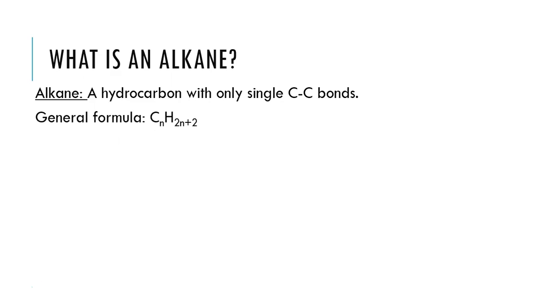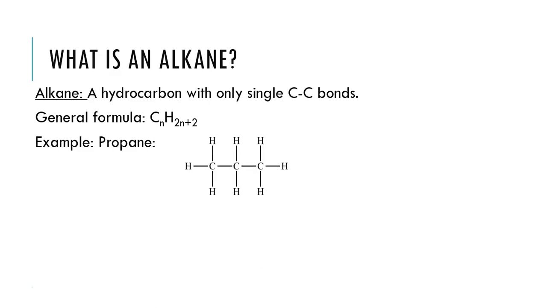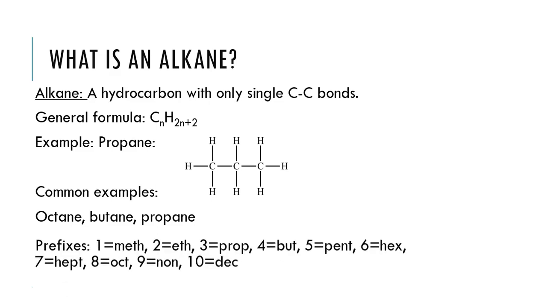The general formula for an alkane is, if I have N carbons, that means I have 2N plus 2 hydrogens. Let me show you why that makes sense. If we look at propane, it has its 3 carbons in a row. Each carbon is attached to 2 hydrogens, and then the end carbons need 1 additional hydrogen. So that's why it's 2N plus 2. And that'll be true no matter how many carbons are in the chain. Some common examples that you've probably heard of: octane fuels our cars; butane, if you've ever seen a butane lighter; and propane is in gas grills.